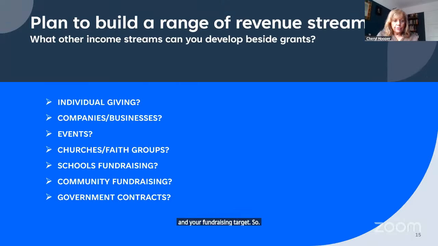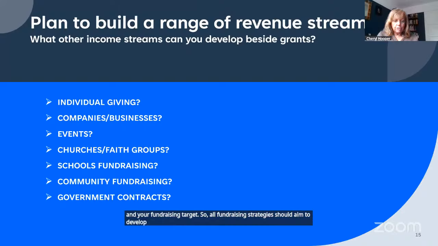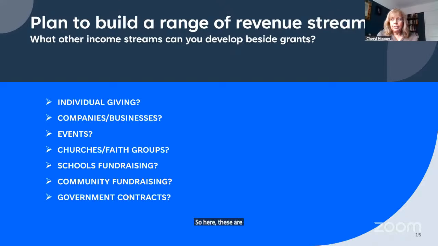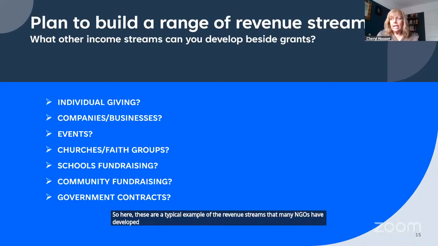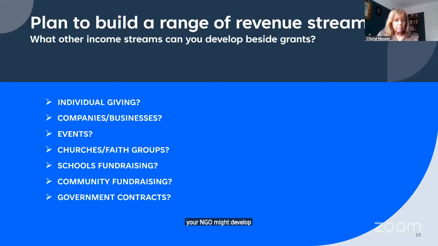So all fundraising strategies should aim to develop a range of revenue streams. Here is a typical example of the revenue streams that many NGOs have developed, so that you can think about which income streams your NGO might develop as part of a long-term strategy.